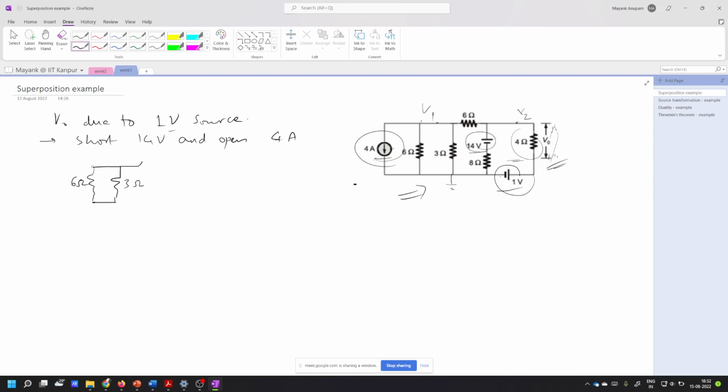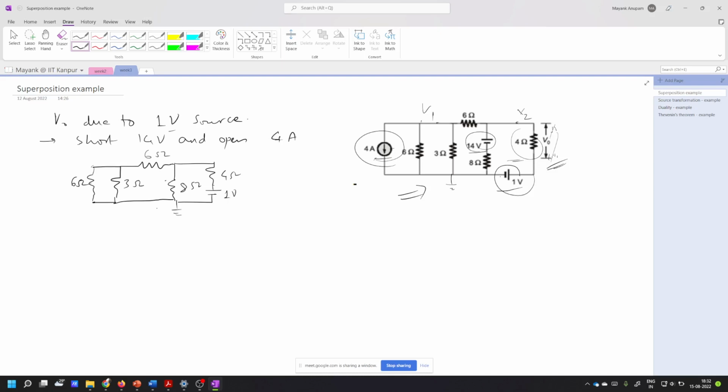Then there is this 6 ohms again. Then there is the 14 volt source, which is shorted, so that is gone. And there is 8 ohms. Then there is this 4 ohm. Then there is this voltage source, right? And then there is this reference.